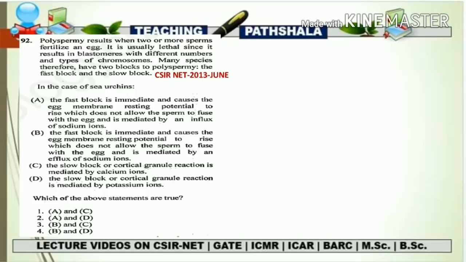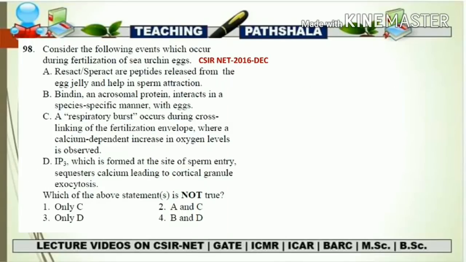The C statement is that the slow block or the cortical granule reaction is mediated by calcium ions. This option is totally correct because the cortical granule reaction mainly takes place with the help of calcium ions, and this is also known as the slow block. The fourth option is that the slow block or the cortical granule reaction is mediated by potassium ions, and this option is totally wrong because there is no involvement of potassium ions. So the correct combination of answer is A and C, which is the first answer.